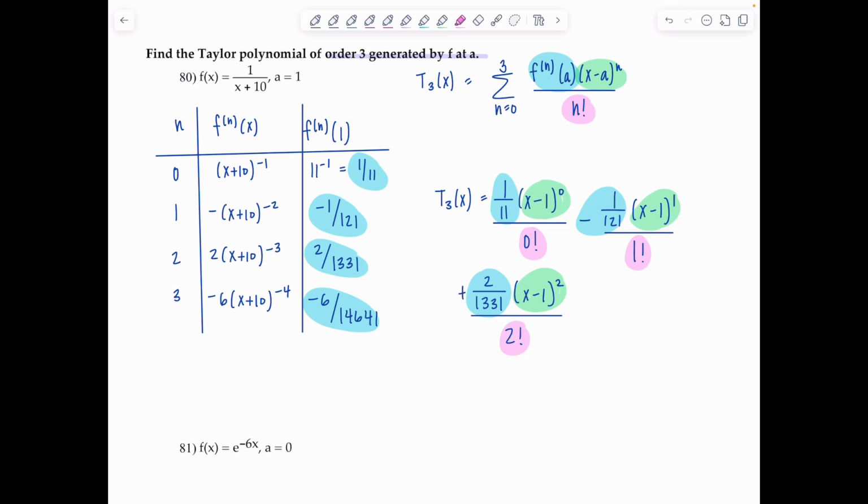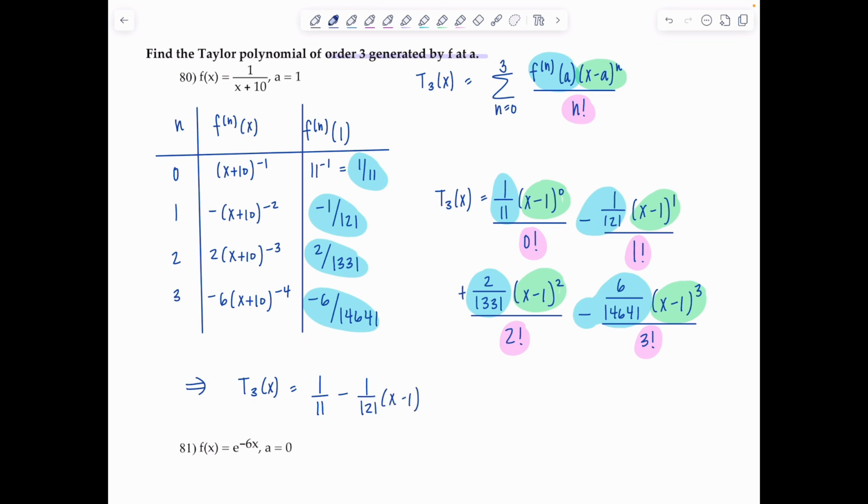Just keep counting to 3. Make sure you got everybody. Minus 6 over 14641, x minus 1 cubed over 3 factorial. 1, 2, 3. And then just simplify for your final answer. So then we're going to have, let's see, t sub 3 of x. Now, this is just 1. 0 factorial is 1. So this is just 1 over 11 minus x minus 1 times 1 over 121. We don't need to put the 1 factorial.